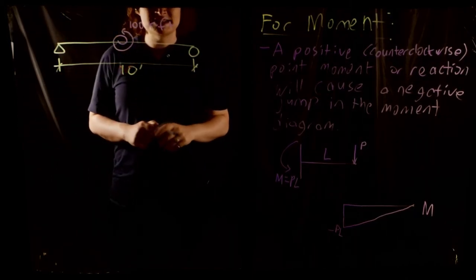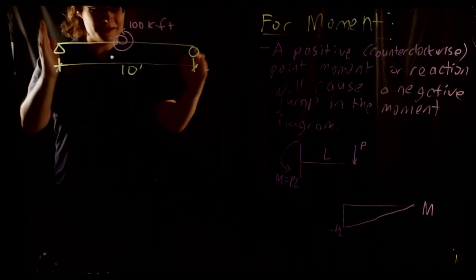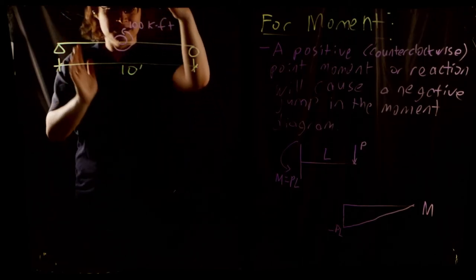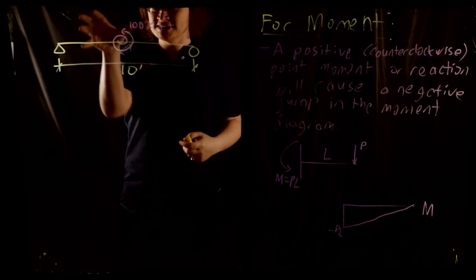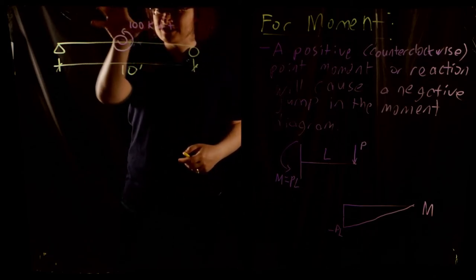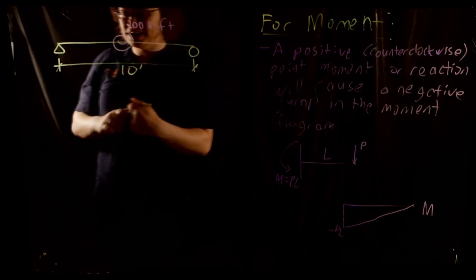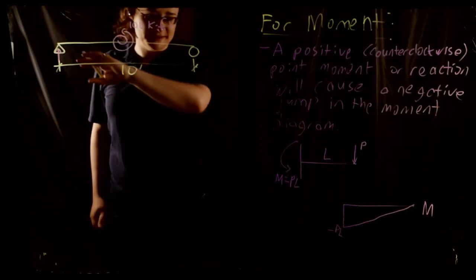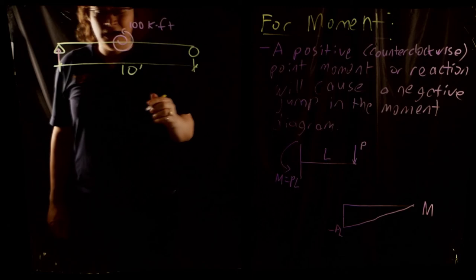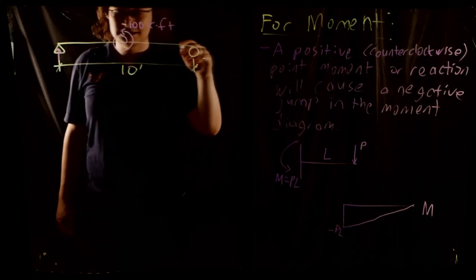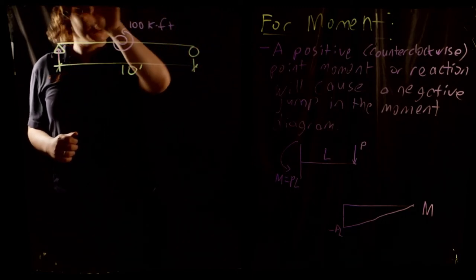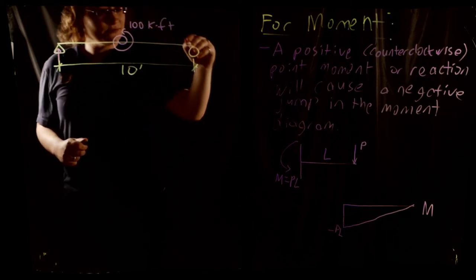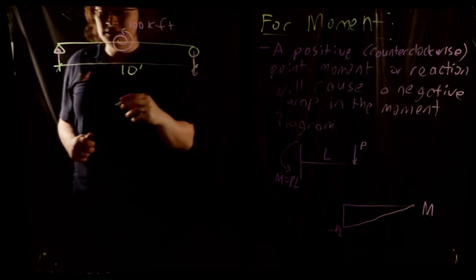Now, I'm going to need some reactions. And this is going to be a little bit interesting because this external moment is going to want to cause this entire beam to rotate in the counterclockwise direction. That means I'm going to need to set up forces in the opposite direction, basically set up a couple in the opposite direction in order to balance it. So again, that wants to go this way, so I need to set something up like this here.